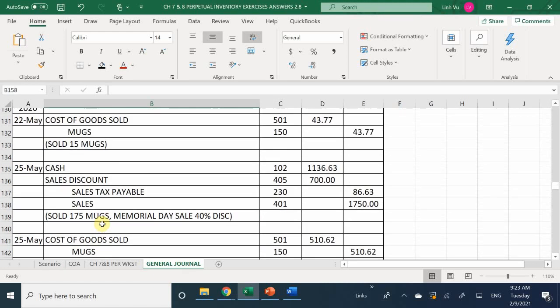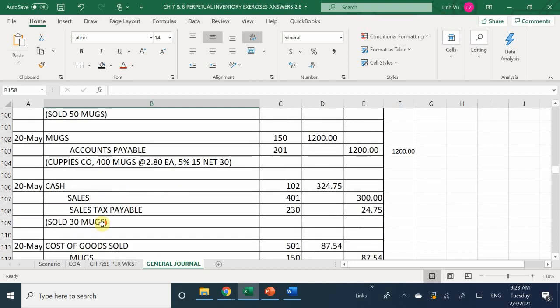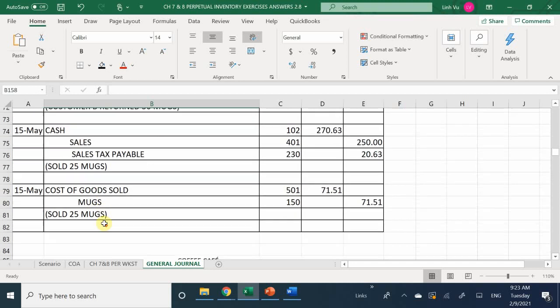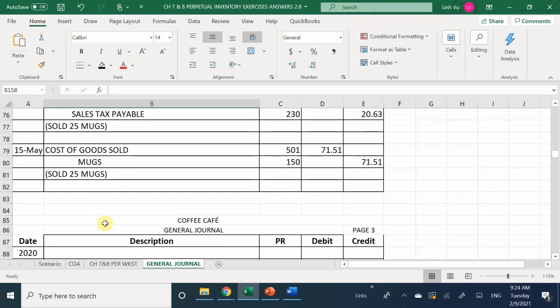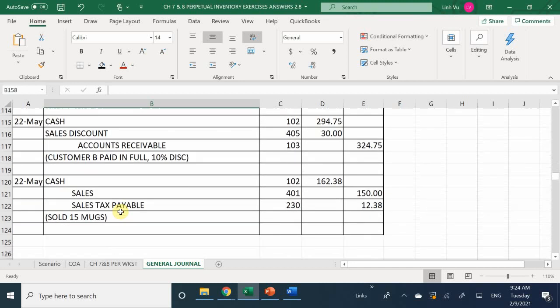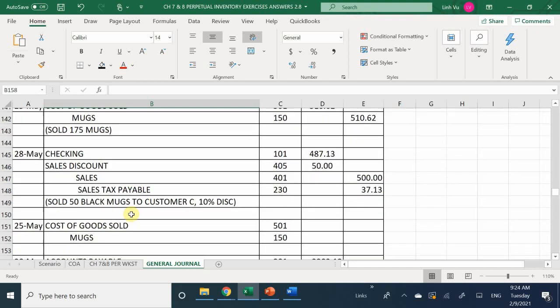Any questions in regards to the chapter 7 and 8 exercises? We got to take a look at purchase returns and allowances, that idea. We got to take a look at purchase discounts. We got to take a look at a sale and a sales returns and allowance and a sales discount. So all of this was done in chapter 7 and 8.